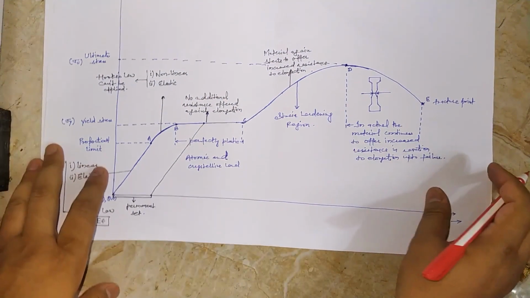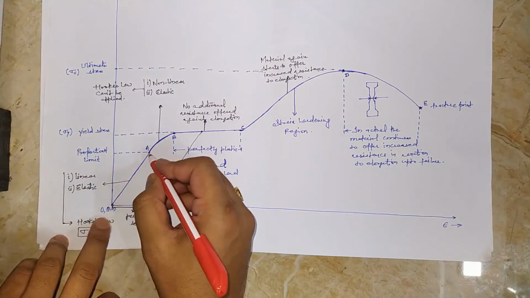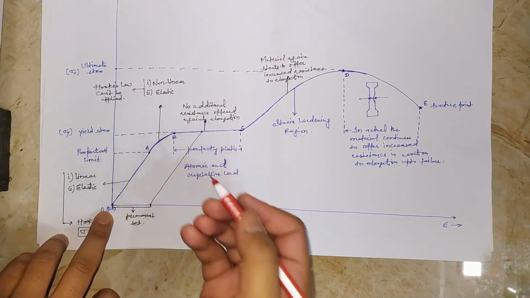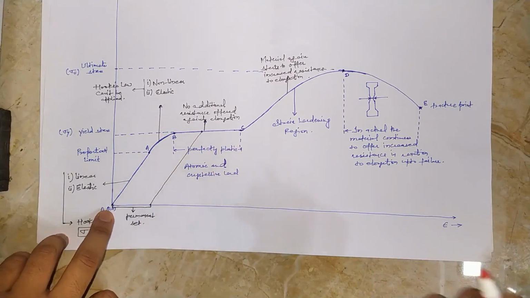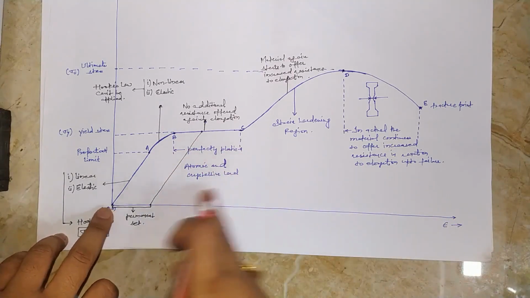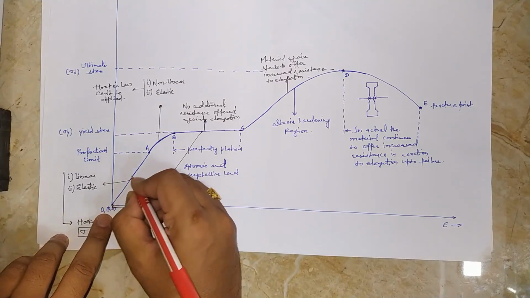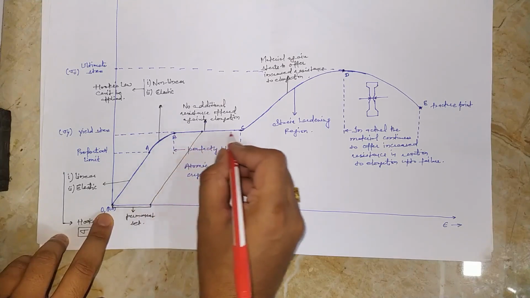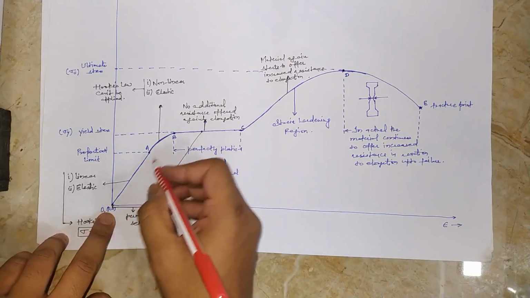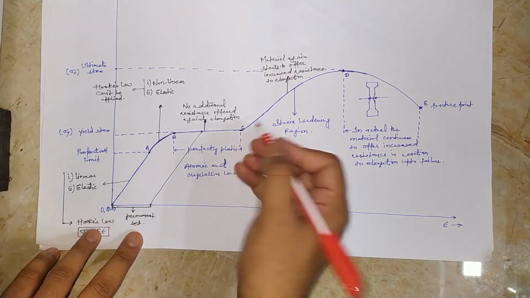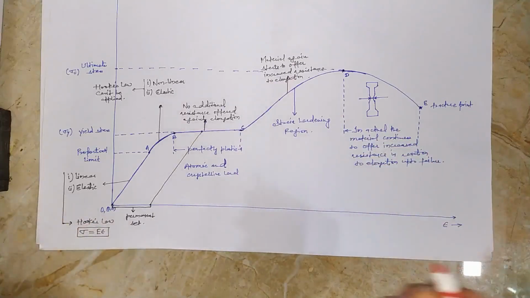See now, in the stretch from O to A to B, the decrease in cross-section area can be attributed to Poisson's ratio, which when drawn to this scale doesn't have much effect. So it will almost overlap. So the true stress strain graph will almost overlap the nominal stress strain diagram.